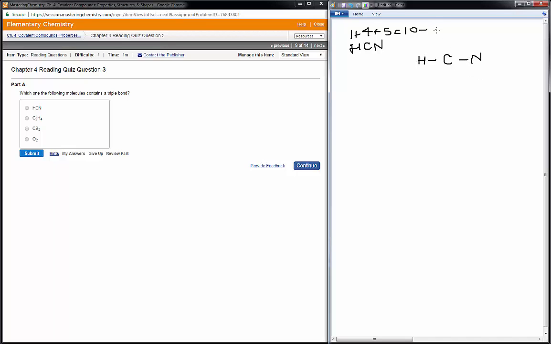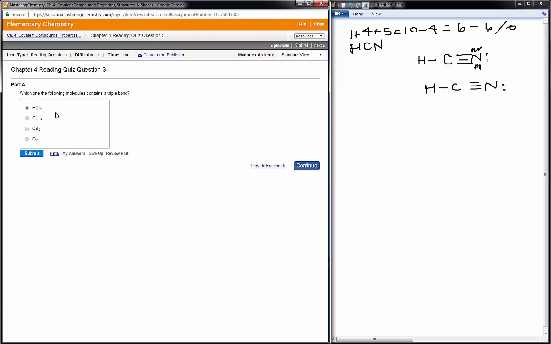I've used up 4 electrons. I have 6 left. I distribute those on exterior atoms. Hydrogen doesn't want any. I've used all 6 electrons. I'm out of electrons. Now I see that the carbon wants more, so I'm going to have to move a pair of electrons there. That's still not enough, so I'm going to have to move another pair of electrons there. And now I have the right structure, and it indeed has a triple bond. So that looks like it's probably our right answer, but let's just make sure.